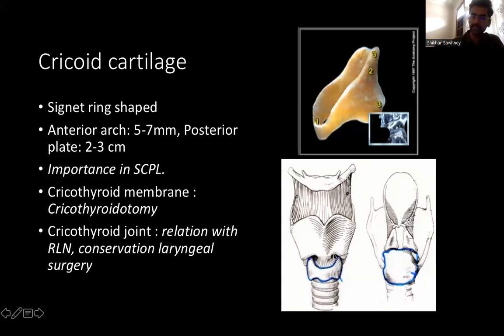Then the cricoid is attached to the thyroid cartilage anteriorly by the cricothyroid membrane. This is the most superficial part of the airway, and that is important because in emergency surgeries, we can perform a cricothyroidotomy in this membrane. Posteriorly, the cricoid is attached to the thyroid by the cricothyroid joints bilaterally. And as I mentioned, they are in close proximity to the recurrent laryngeal nerves, which is important when we are performing conservation laryngeal surgery, especially supracricoid.